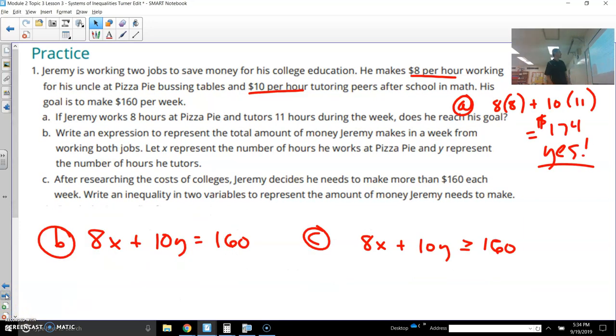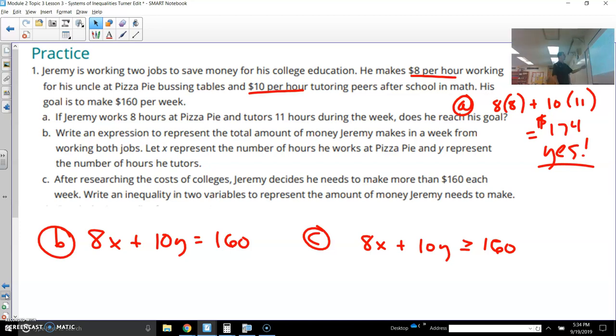So the first thing I talked about was I said, okay, well, $8 times 8 hours plus $10 an hour times 11 hours, that gives you $174 total. So yes, in part A, Jeremy, if he works 8 hours and 11 hours, he should be good.